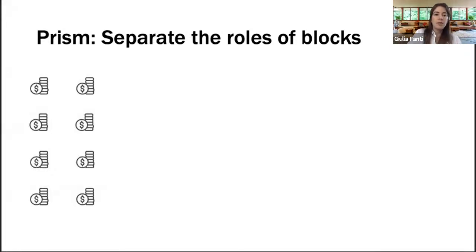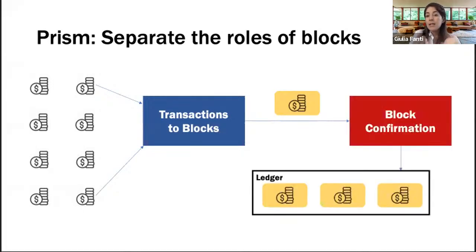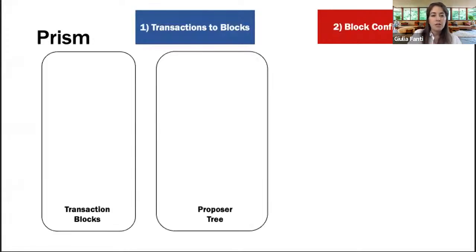So in particular, we separated the role of blocks into one component that maps transactions into blocks, and a separate component that takes blocks and uses that to generate a consistent ledger. The way we did that was by producing different types of blocks. So the first type of block that we produce is called transaction blocks. These are blocks that just take transactions and put them into a data structure. And these transaction blocks can be produced really quickly. And that's done to improve our transaction throughput.